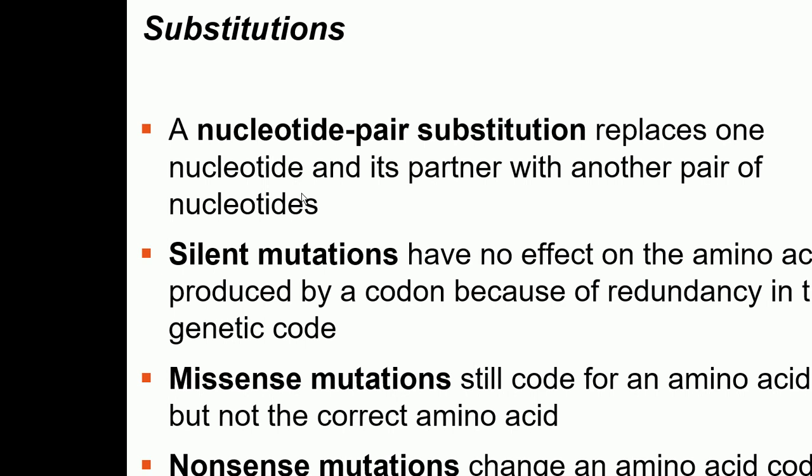Missense mutations are those mutations which change the amino acid. Nonsense mutations are a kind of mutation because of which the codon becomes a stop codon. Because of a mutation, the codon becomes a stop codon and it stops the process of translation. Those kinds of mutations are called nonsense mutations.